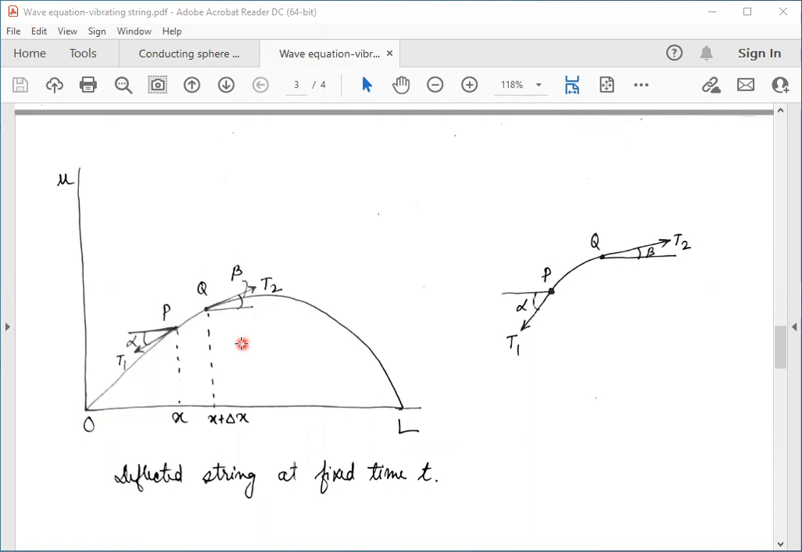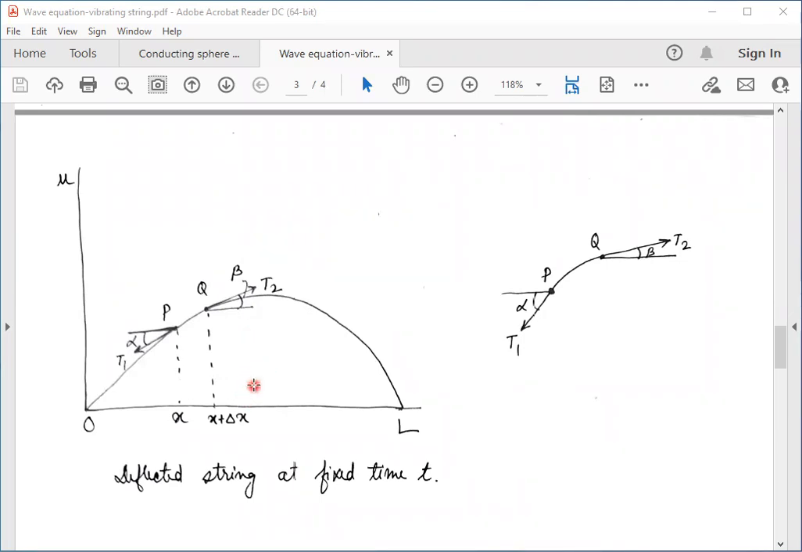We're going to make some physical assumptions before we proceed. Okay, and what are the physical assumptions? Number one, the mass of the string per unit length is constant. That is, we are using a homogeneous string. The string is perfectly elastic and does not offer any resistance to bending. I repeat, the string is perfectly elastic and does not offer any resistance to bending. Okay, this is the first physical assumption that we have.